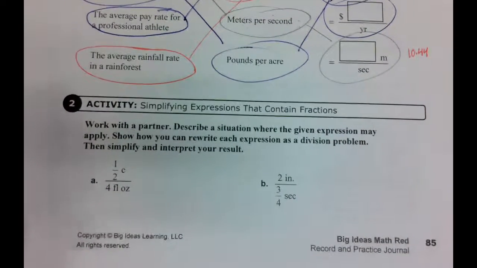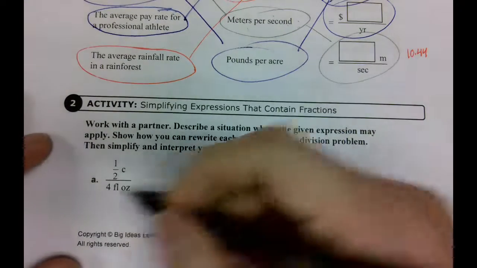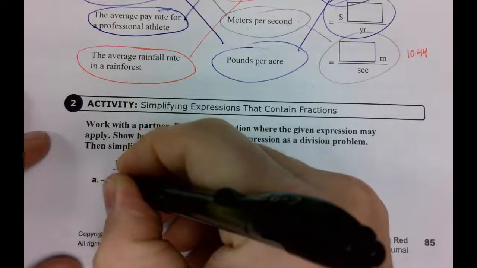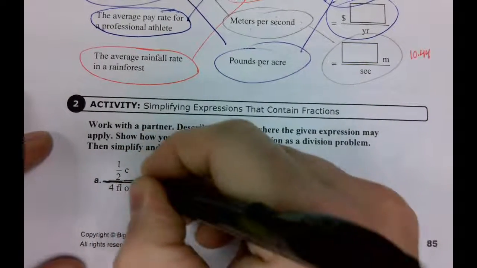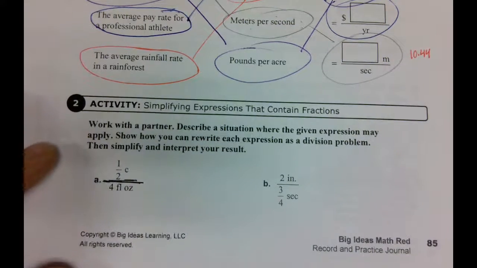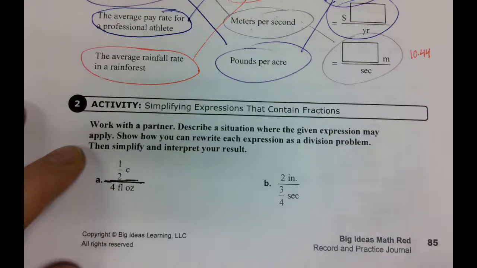It says work with a partner. We're not going to do that. If you could please do me a favor, this is called a complex fraction. There's a big fraction line. Put a line right through here. That is going to help us out. It says to rewrite, so that's what we're going to end up doing here. We're going to rewrite this.